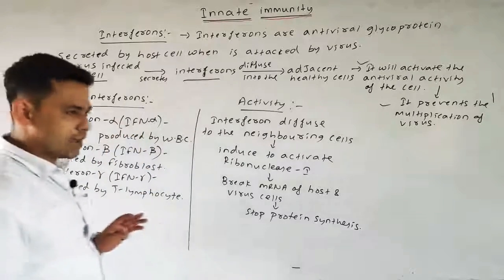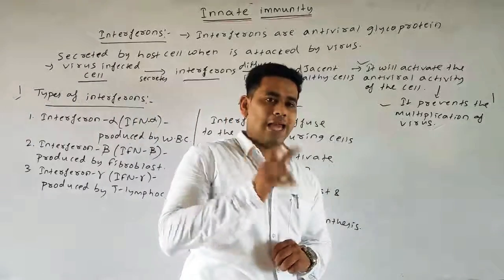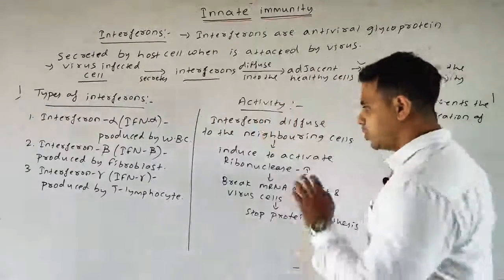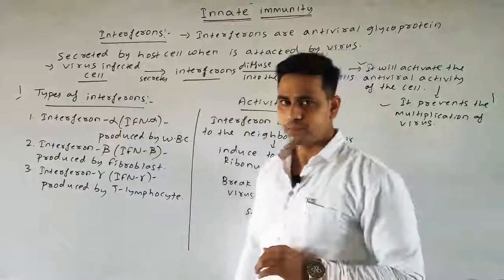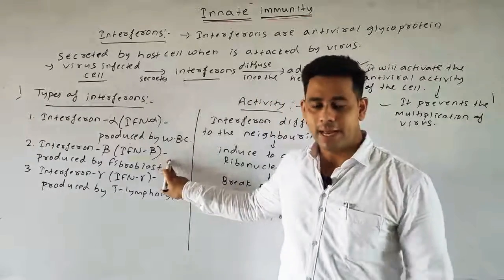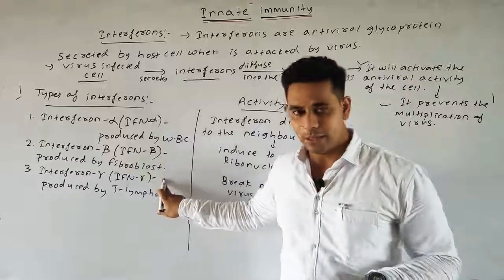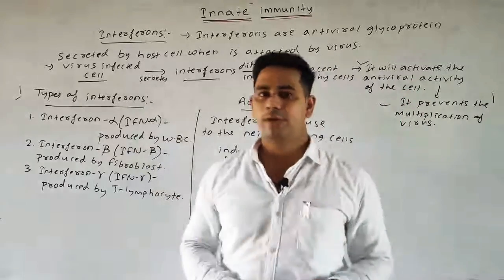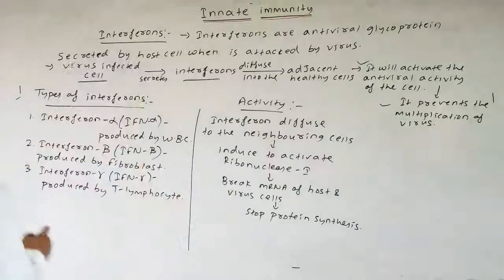So the interferon alpha, or IFN alpha, is produced by the WBC. Whereas the interferon beta, or IFN beta, is produced by the fibroblast. Whereas lastly, the interferon gamma, or IFN gamma, is produced by the T lymphocyte.